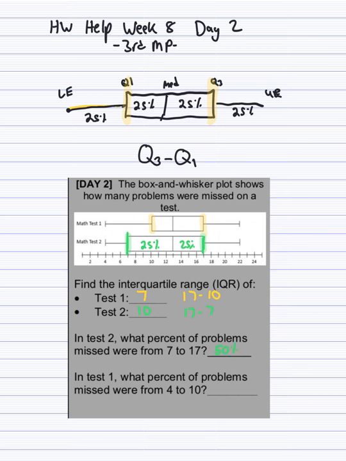Now, in the last question, it says in test 1, what percent of problems missed were from 4 to 10? So I'm going to mark my 4 and I'm going to mark my 10. Okay, so 4 looks like it's right here, and 10 looks like it's right here. Now, since that's just the whisker, remember the whisker is 25%, that means your answer should be 25%.